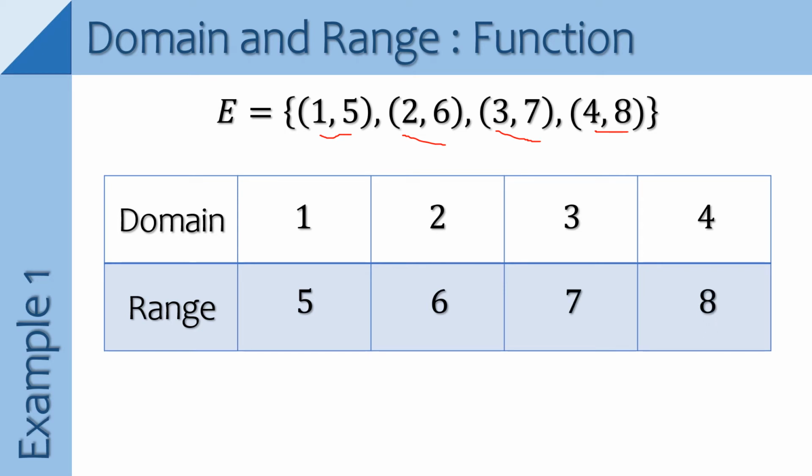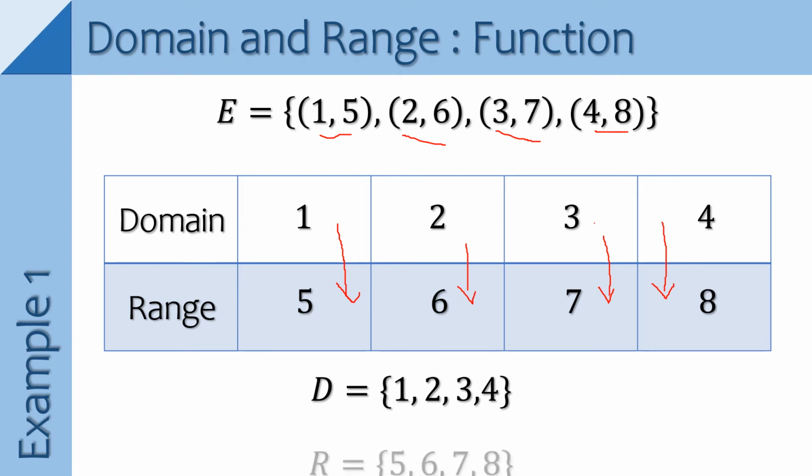Okay, so as we can see, si domain nag-corresponds only to 1 y. Okay, si 1 nag-correspond only to 5. Si 2 nag-corresponds only sa 6. Okay, si 3 ay nag-corresponds lang sa 7. Si 4 ay nag-corresponds lamang sa 8. So, yan ang ating set of domains and then the set of range. So, for our domain, we have 1, 2, 3, 4. And then for the range, we have 5, 6, 7, and 8.